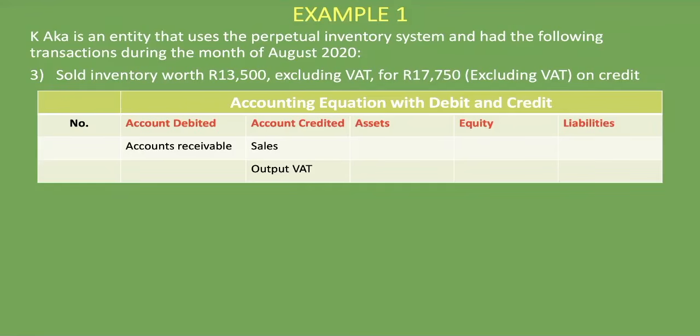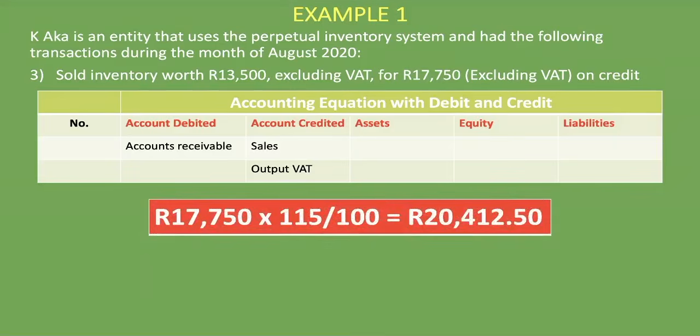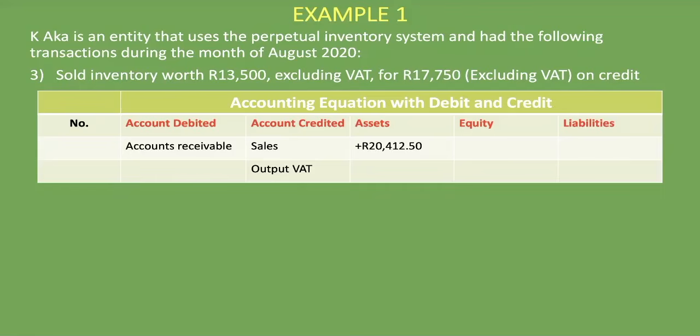Well, the first one we have is accounts receivable. Whenever you sell to your customer on credit or whenever you sell it on cash, your customer won't just pay you for the goods, for the inventory. They will pay you for the inventory, including VAT. So this 17,750 that we sold it for excludes VAT. So we have to include the VAT. So we're going to take the 17,750 times 115, which is the 100% plus the 15%, divided by 100. And it gives us an amount of 20,412 rand 50 cents. So we put it on the assets side because our customer owes us this amount. So we put it as a positive. So we're going to say plus 20,412 rand 50 cents.